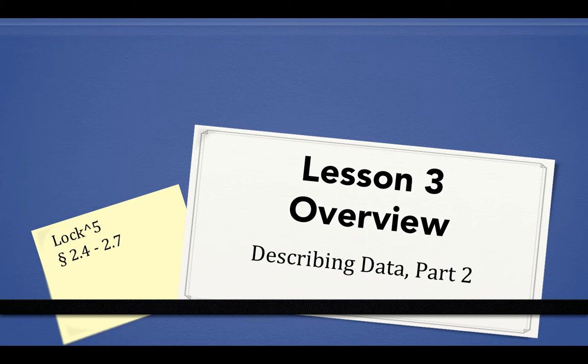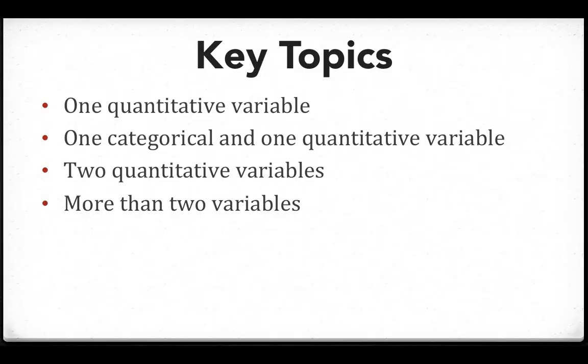This week, you're going to finish reading Chapter 2 in the Lock 5 textbook. These are the key topics that you're going to cover this week. We'll finish covering one quantitative variable in our discussion of box plots and outliers. Then, we'll move on to one categorical and one quantitative variable, 2 quantitative variables, and more than 2 variables. Let's begin by looking at one quantitative variable.